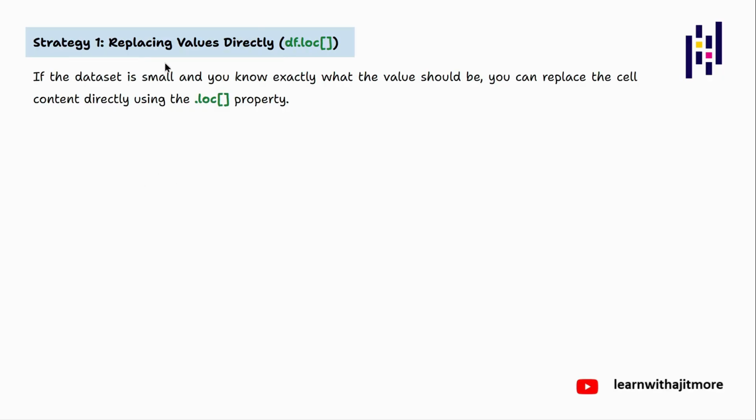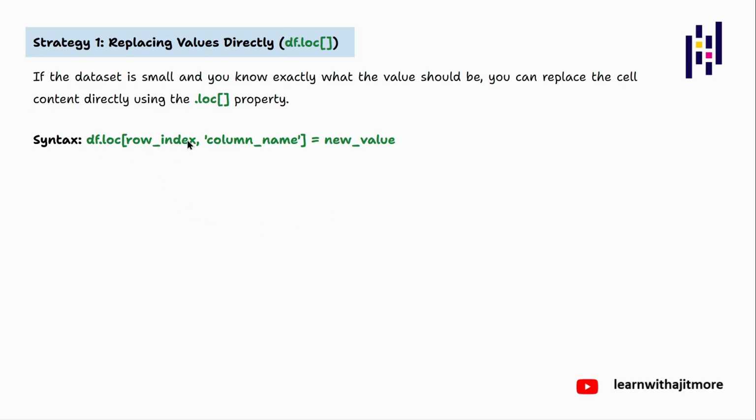Okay. So if the data set is small and you know exactly where the value is to be put, you can replace the cell content directly using the loc property. So to loc, you give the row number and then in square brackets the column name, and directly store the value over there. See, like this.